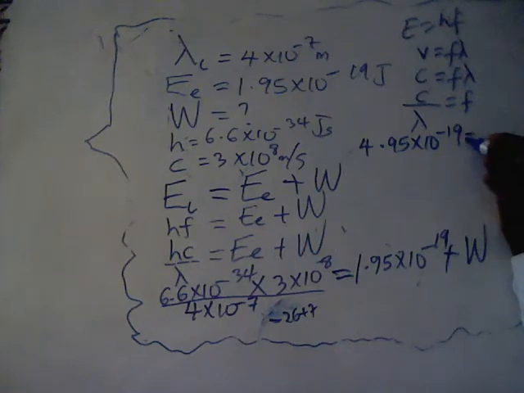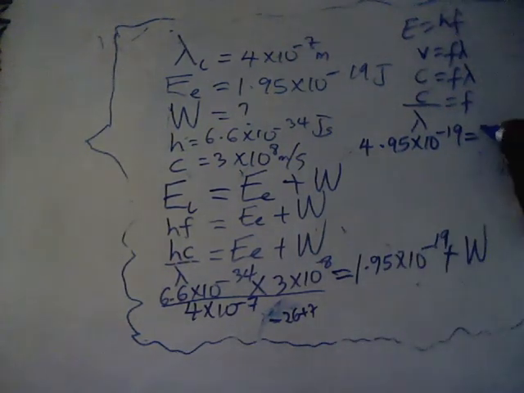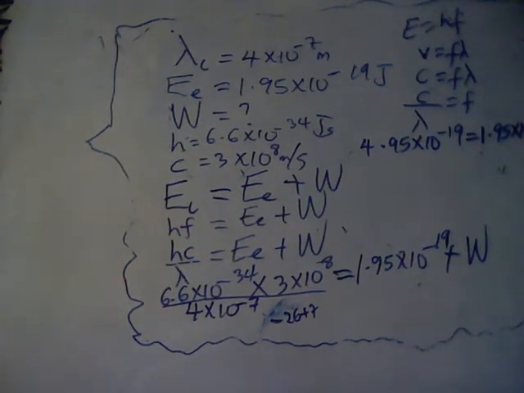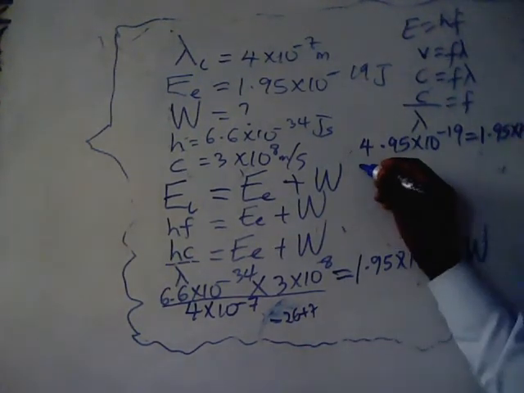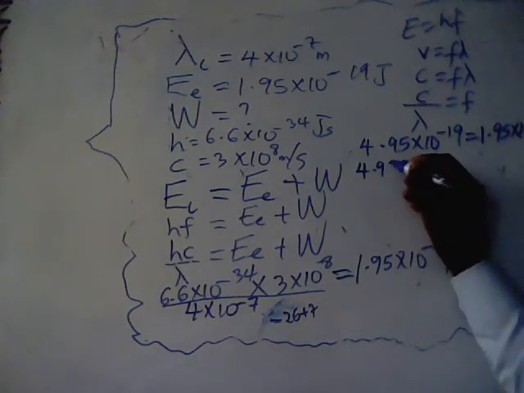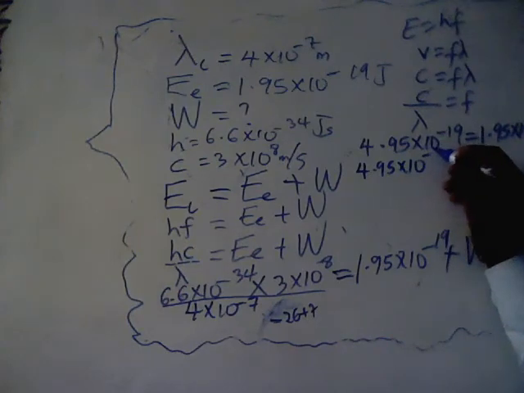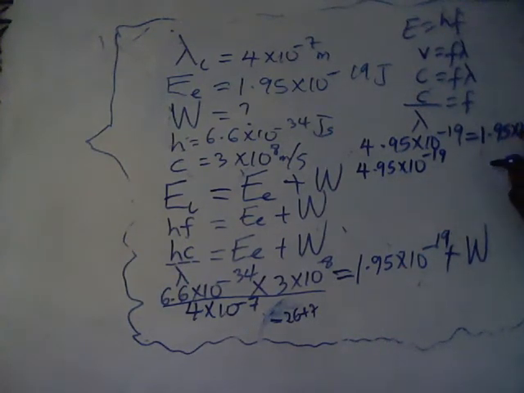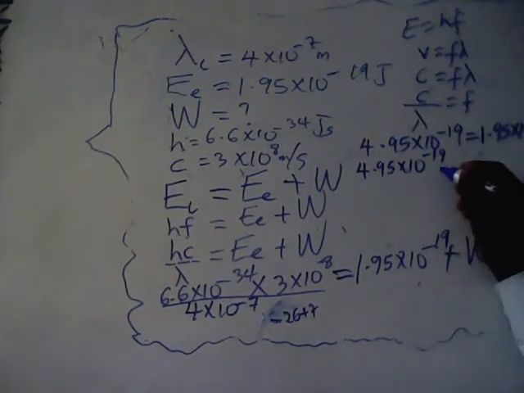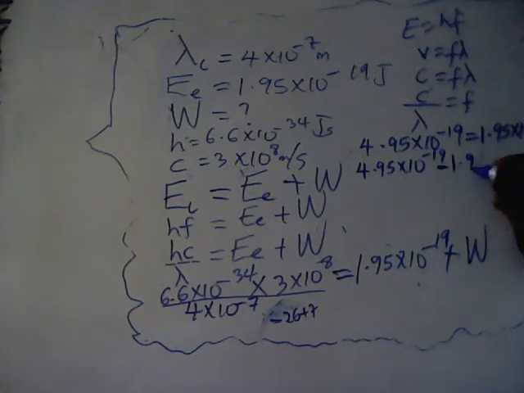So equals to, what was our, equals to 1.95 times 10 raised to the power minus 19 plus W. So making W the subject, we have 4.95 times 10 raised to the power minus 19. Take this one to the other side, the sign will change, minus 1.95 times 10 raised to the power minus 19 equals to the work function.